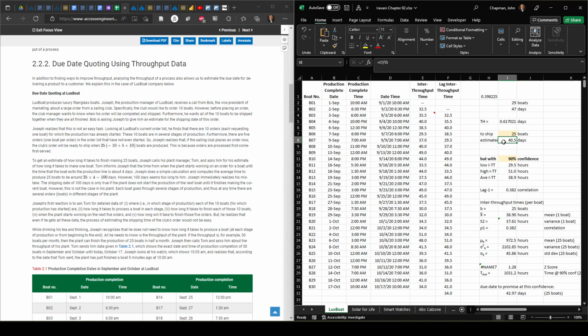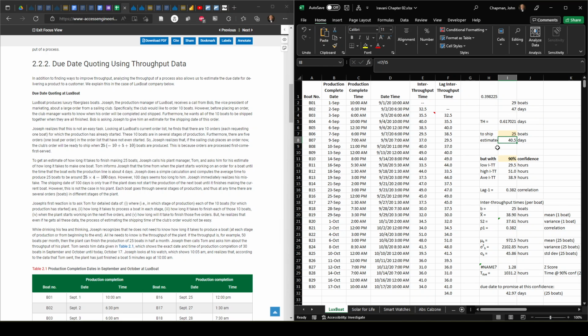So the original estimate is simply 40 and a half days, and that comes from taking the 25 boats, and the 25 boats comes over here from the text, right? The order is going to be ready to ship when 25 boats are completed. So you take the 25 divided by the throughput for the company. What is the throughput? It is 0.617. So we take that 25, we divide by the 0.617021. That gives us 40 and a half days.